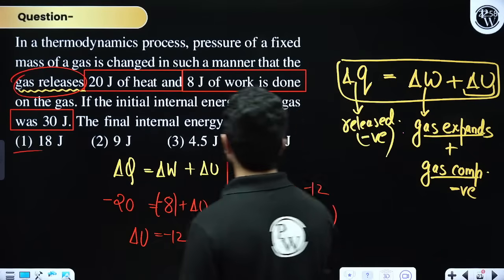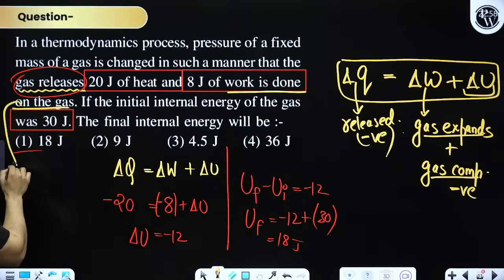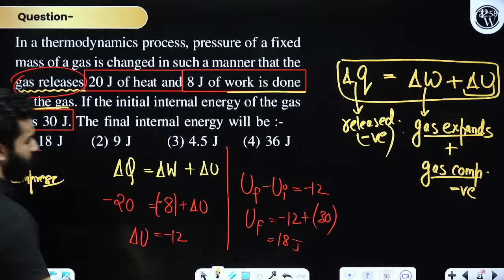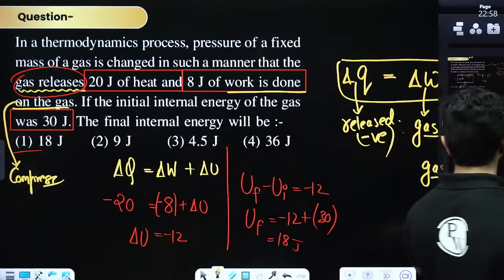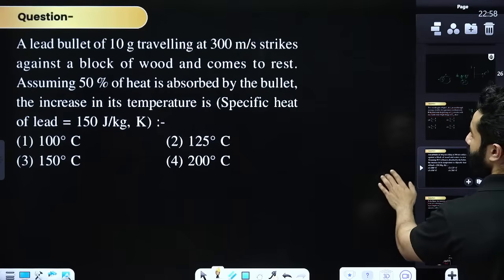Now the thing is, work is done on the gas, right? Work is done on the gas. That means it is compressing it. The correct answer is 18. Don't worry, the correct answer is 18. Next, my dear friends, see this problem also.